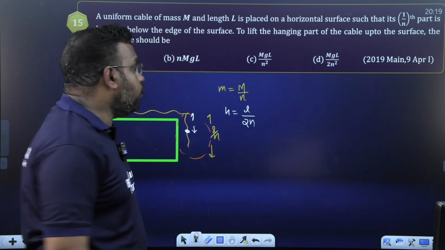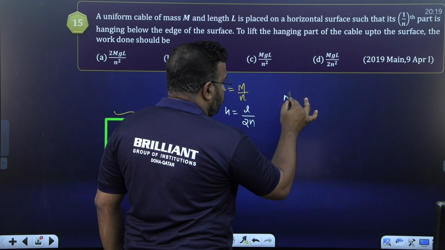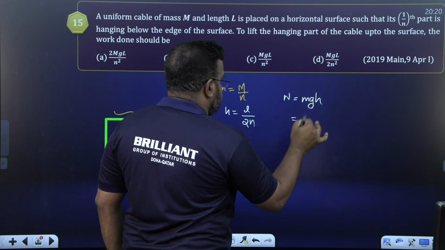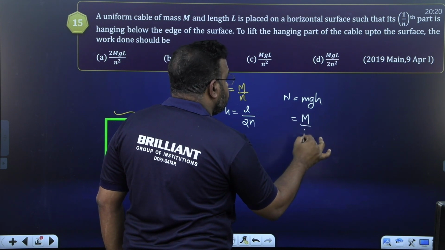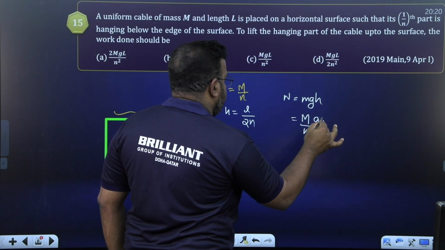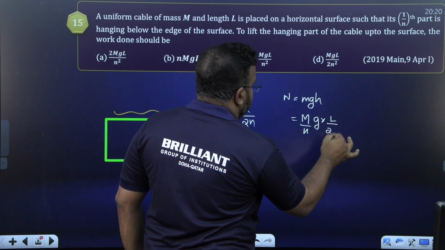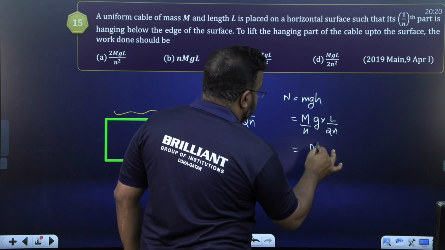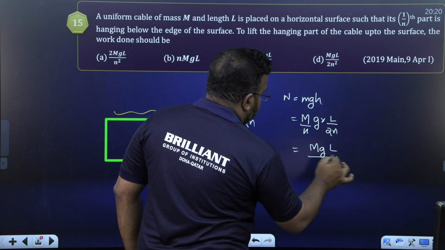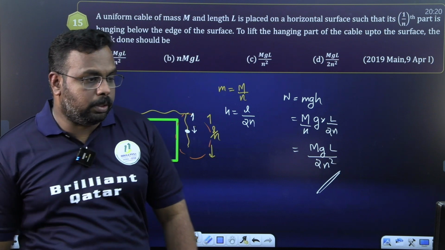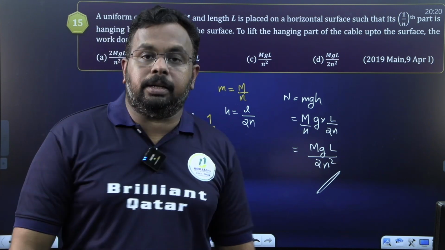Yes. Now we can use the concept of work done to lift a body. It is mgh. So m is m/n, g is g itself, h is what? L/2n. L is capital L, so L/2n. So the result is mgL/2n square. mgL/2n square. Yes, Ronak, correct answer.